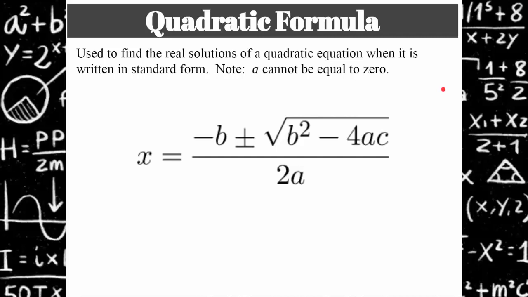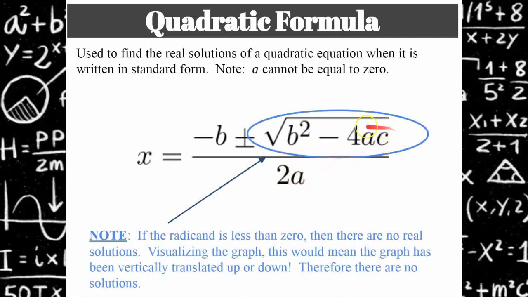of a quadratic equation when it's written in standard form, noting that a cannot have a value of 0, as then it wouldn't be a quadratic function. So here we have x equals negative b plus or minus the square root of b squared minus 4ac, all divided by 2a.